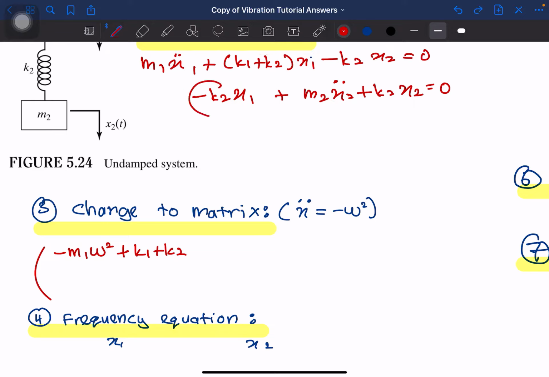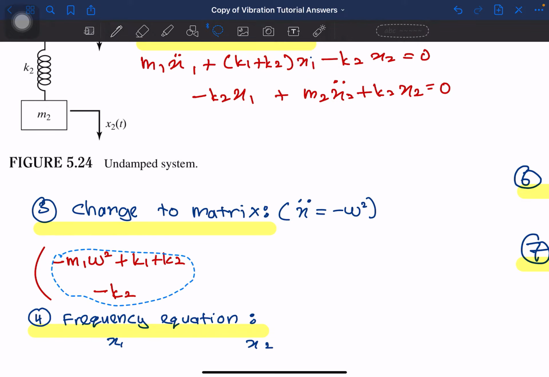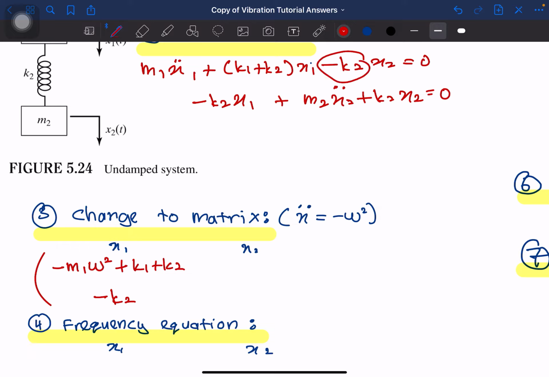Okay, now also on the bottom part you have for x1 negative k2. This part over here is for x1. Now this side is for x2. Extract the x2 from here. On the top part is negative k2, and on the bottom part is m2 x double dot, so it's going to be negative m2 omega square, because x double dot equals negative omega square x, and then plus k2.